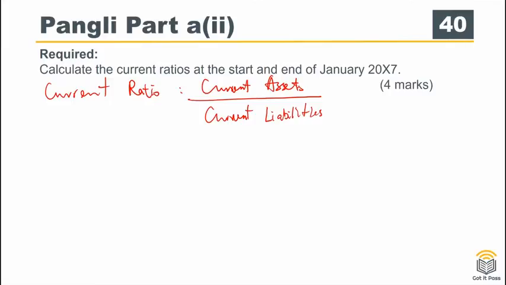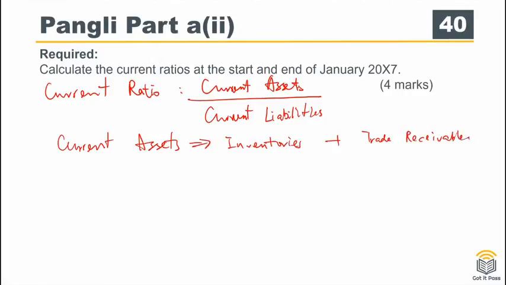And here we can show you how to make it. So for current assets, it should be the inventory and plus trade receivables, and for current liabilities, it is the trade payables plus overdraft.